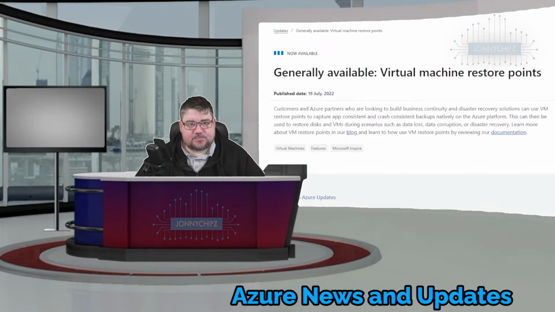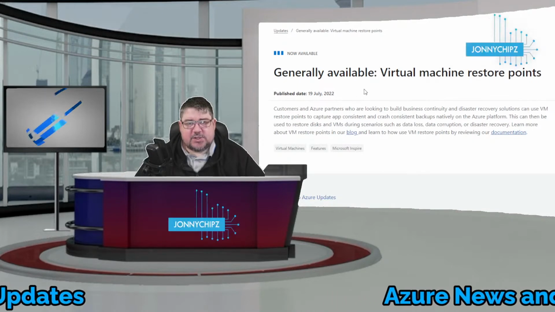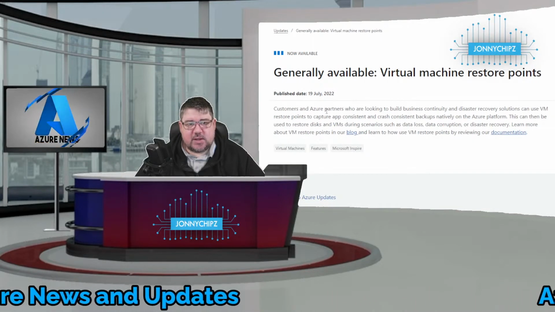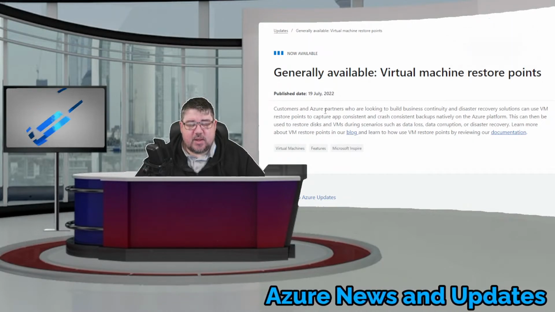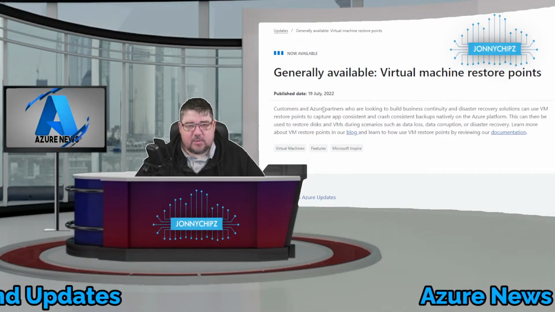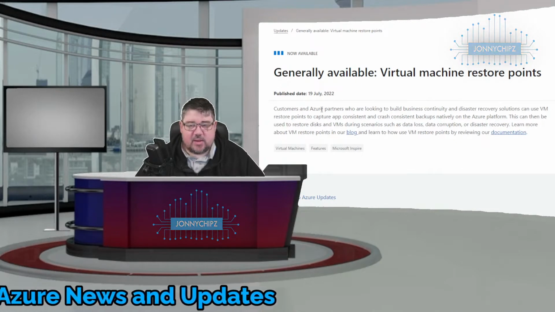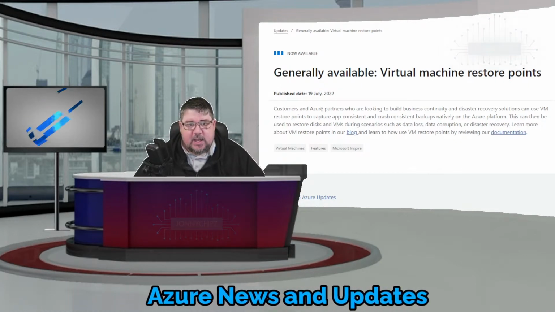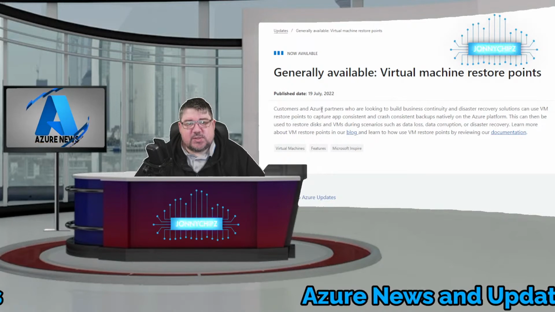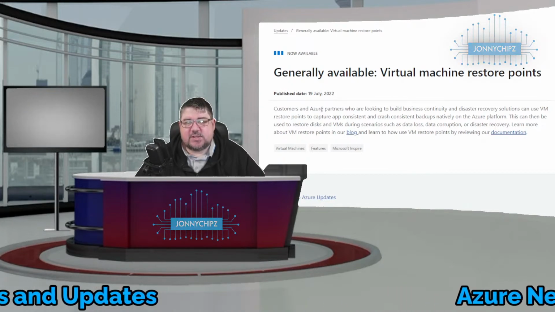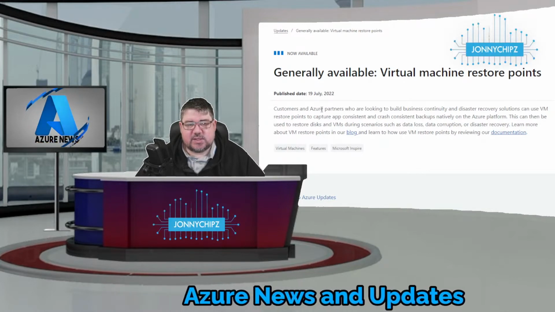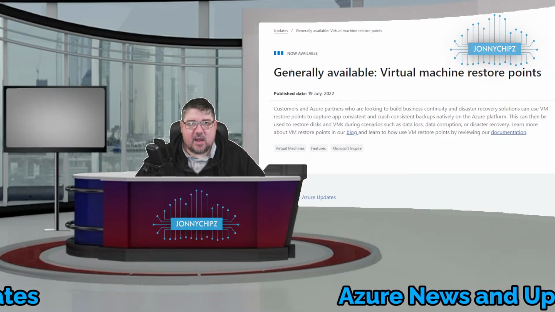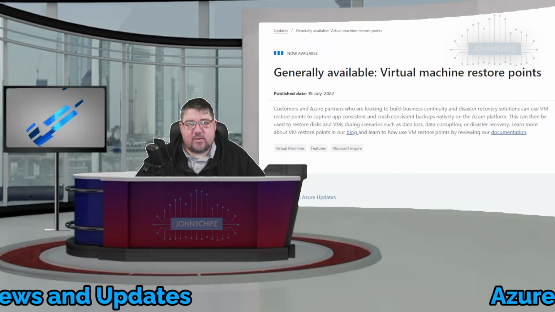It's good to see. Next up, a GA announcement: virtual machine restore points is now GA. So when you're looking to build those highly available, continuously available, and DR type solutions, VM restore points are used to capture app consistent and crash consistent backups natively on the Azure platform, and they can be used to restore disks and VMs in any kind of disaster recovery scenario. So that's great to see.